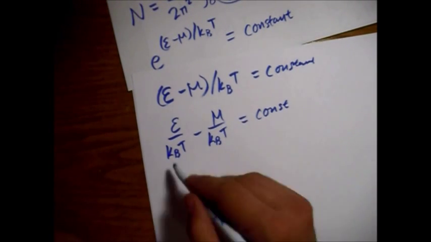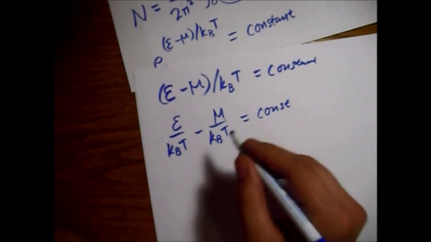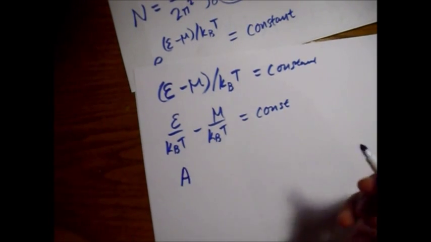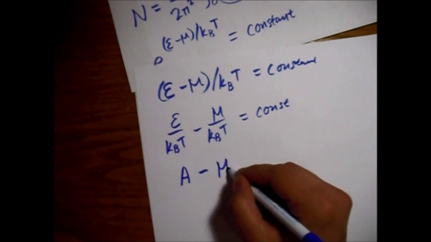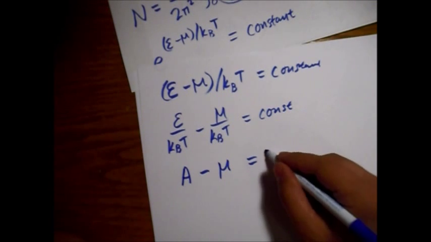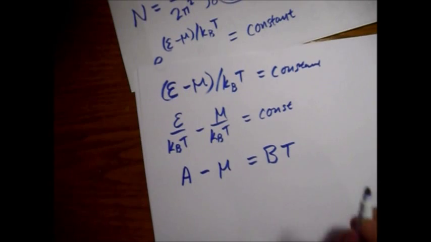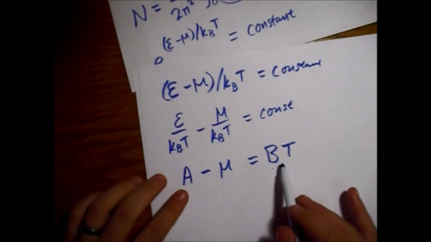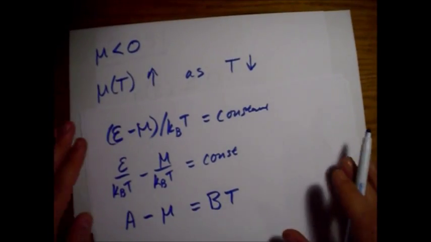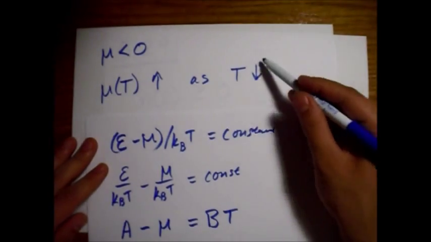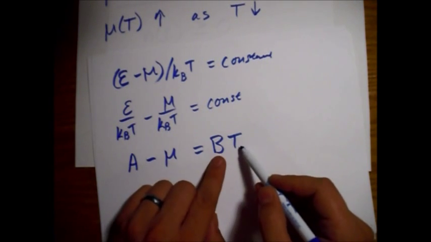Let's just multiply everything by kBT. I'm just going to write this as some constant a minus mu is equal to some other constant b multiplied by T. Since a is constant and b is constant, as T goes down, this side is decreasing.